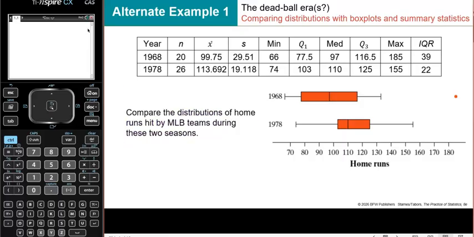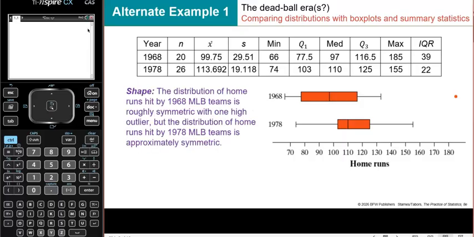Okay, we want to talk in context, so you want to say those things knowing you're talking about Major League Baseball home runs from different years in Major League Baseball history. So roughly symmetric with one high outlier, but the distribution of home runs hit is approximately symmetric. So they actually said that, which is interesting. I really was thinking 1968 was skewed to the right, mainly because of that outlier.